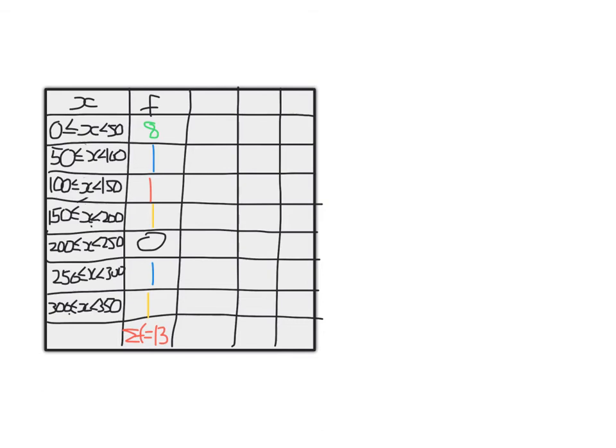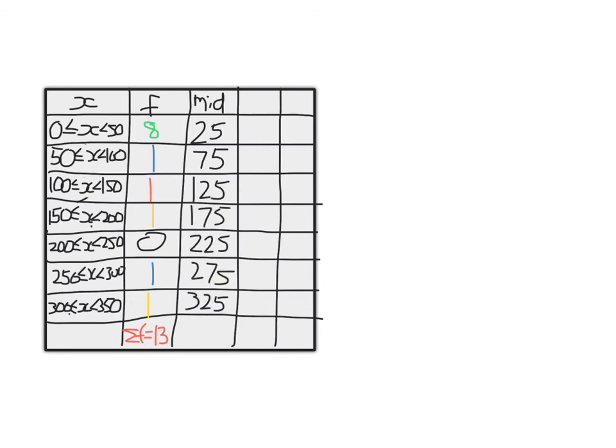Well, the short answer is you can't. You can't calculate the mean and median, but what you can do is estimate them. And this is how you estimate them. First, we're going to write the midpoint of each interval. So this is an interval here, 0 to 50. Halfway between 0 and 50 is, of course, 25. Halfway between 50 and 100 is 75. Then 125, and so on.